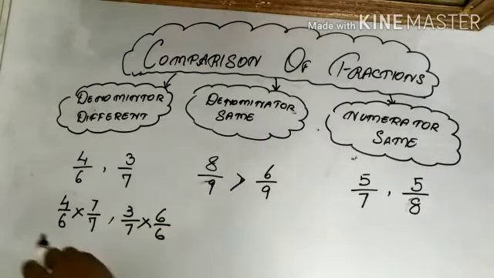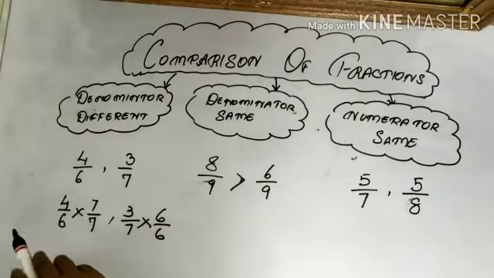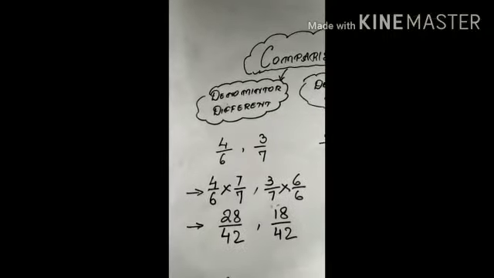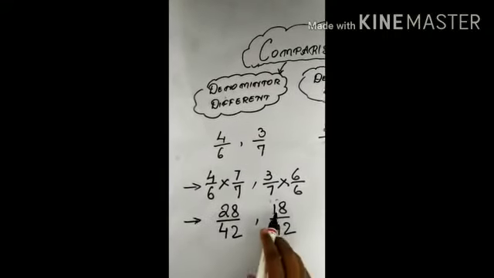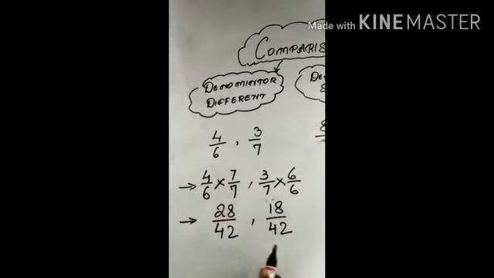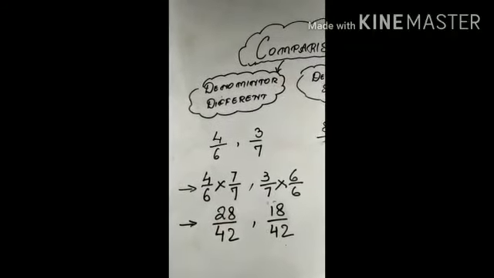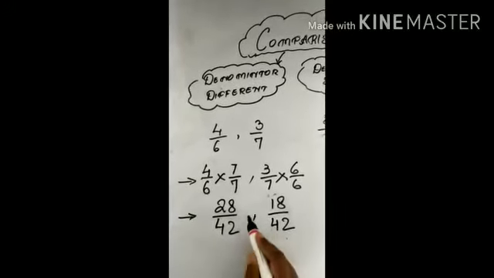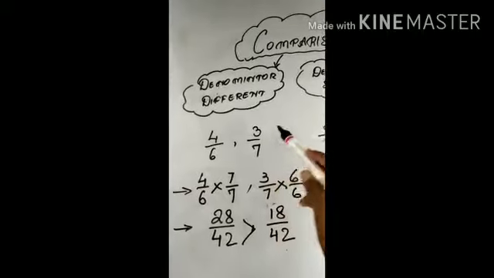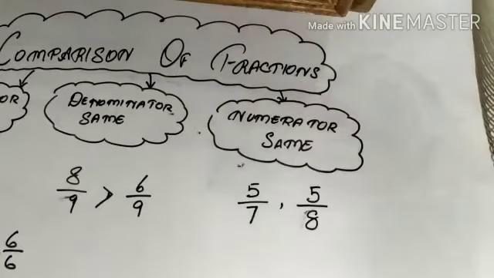Are we making any change in this fraction? No, the value remains the same because we are multiplying by 7 by 7 and 6 by 6. In this form, the denominators will become equal. So you have 28 by 42 and 18 by 42. Now the denominators are the same, so tell me which one is bigger? This one. So you can say 4 by 6 is greater than 3 by 7.